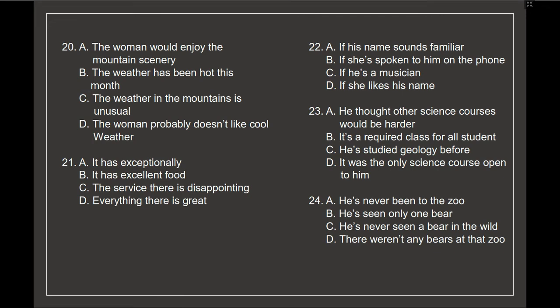Number 20. I'd love to be up in the mountains where it's cool. So you're not enjoying our weather this month? What can be inferred from the man's remark?